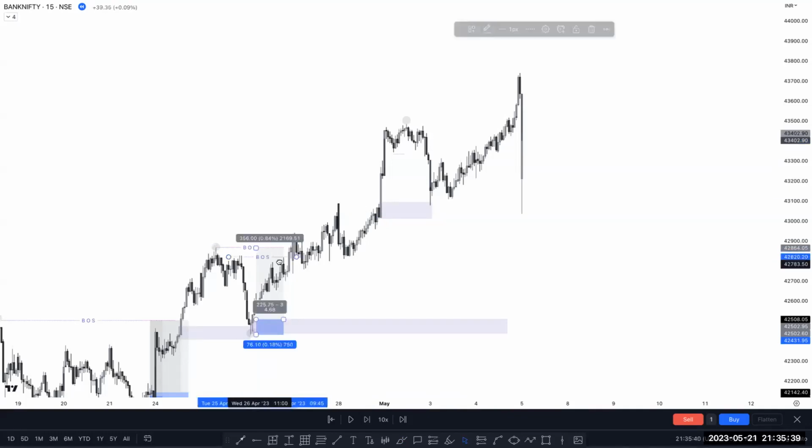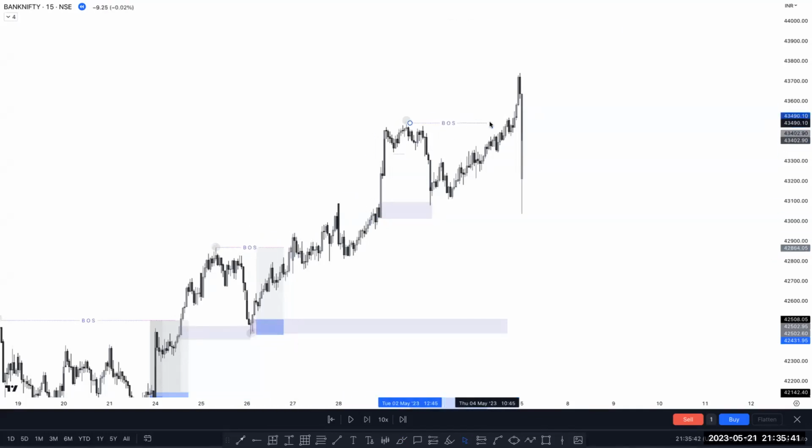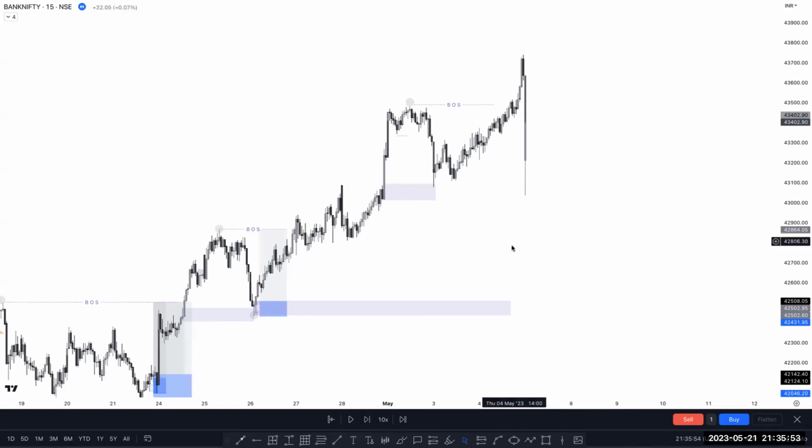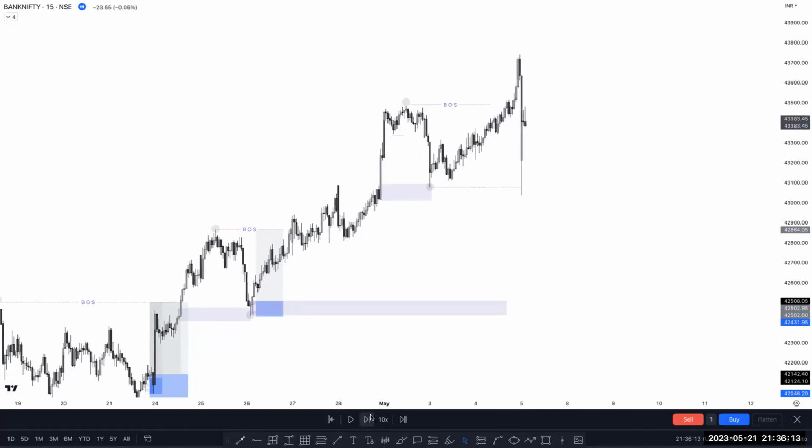Again break the structure here, and after taking out the inducement, same thing happens here. You can buy here. In this case, you can see there is no unmitigated order block or anything, and this one is our higher low. There's a low sweep here, and when market sweeps the higher low, then market keeps momentum to the upside, which is a strong indication for the reversal, right?